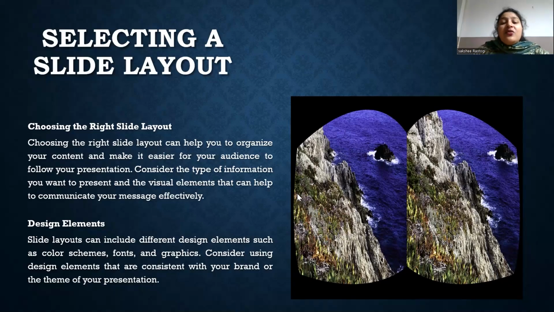To choose the right slide layout, follow these steps. Define the slide purpose, determining what you want to communicate with the slide. Identify the content types, deciding what type of content you want to include: text, images, charts, tables, etc. Consider the number of elements. Choose a layout that accommodates the number of elements you need to include. Think about visual balance. Select a layout that provides visual balance and harmony.